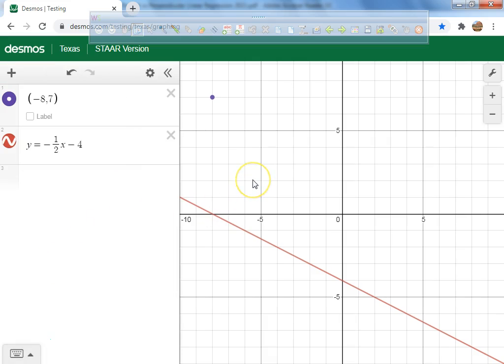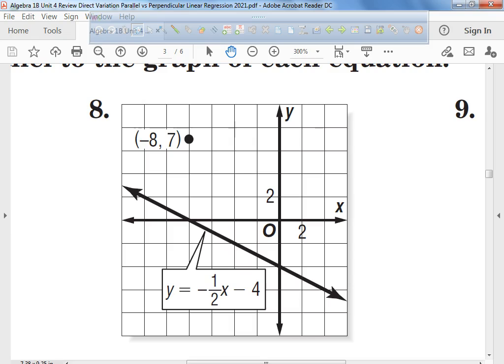So everybody, what we're going to have to do now is find a line that goes through this point and is parallel to this line. Okay? It goes through this point and is parallel to this line. So get those typed in. Let's go over here.